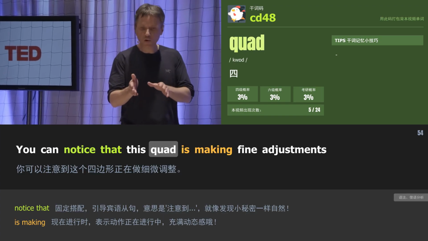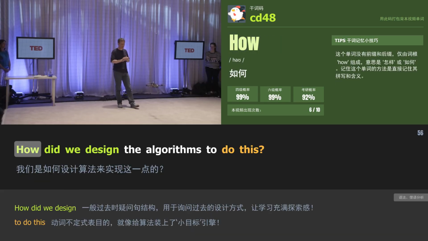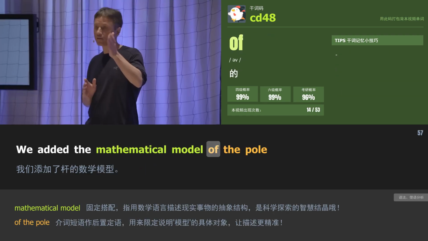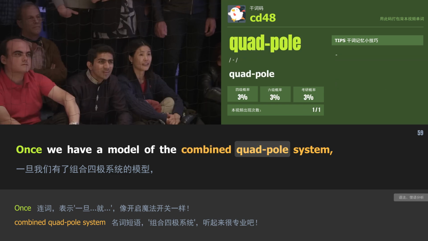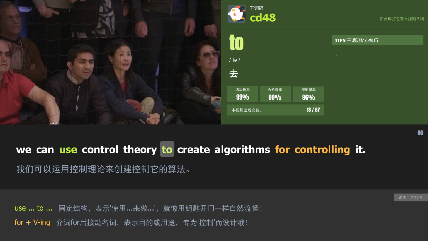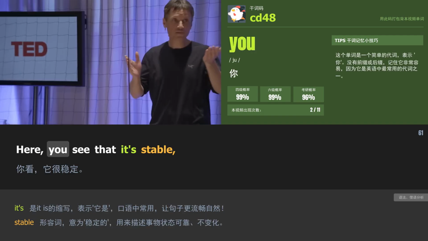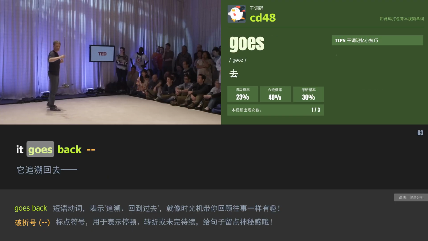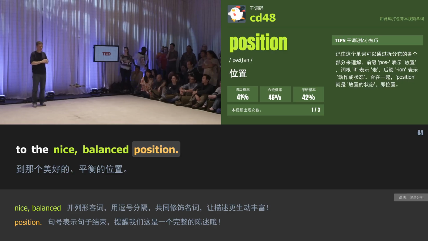You can notice that this quad is making fine adjustments to keep the pole balanced. How do we design the algorithms to do this? We added the mathematical model of the pole to that of the quad. Once we have a model of the combined quad-pole system, we can use control theory to create algorithms for controlling it. Here you see that it's stable, and even if I give it little nudges, it goes back to the nice balanced position.